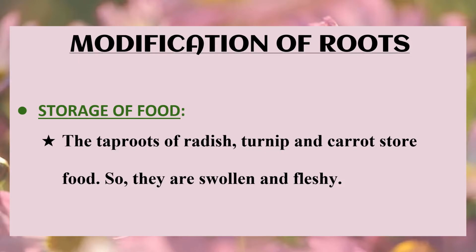Students, in some plants, roots perform some specialized functions other than anchorage and absorption. These may be specialized to carry out the following functions. First, storage of food. The taproots of radish, turnip and carrot store food. As they store food, they are swollen and fleshy.